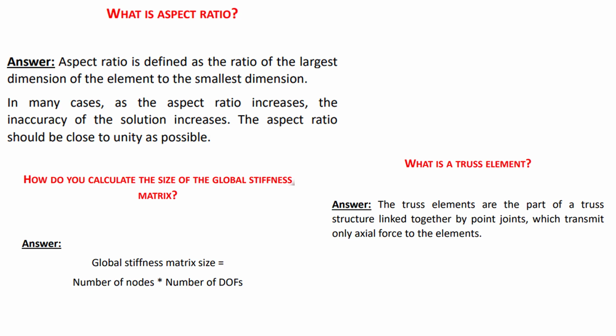Okay, what are the truss elements? These are the part of truss structures linked together by joints. So we can consider the 1D elements, which transmit only the axial force to the elements, not other forces. The stiffness matrix formula you have already seen; it's going to take the number of nodes into account and the number of degrees of freedom, and it will solve the entire stiffness matrix to give the results in the form of strain or the displacement or the stress.